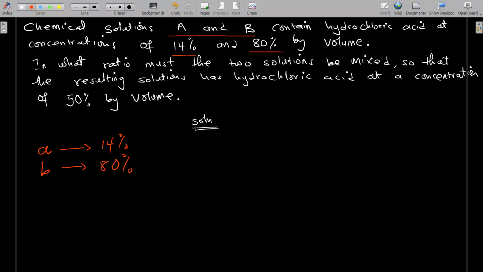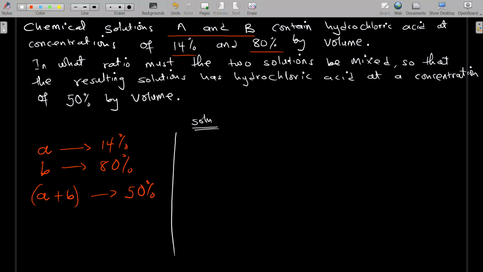Now, in what ratio must the two solutions be mixed? We are going to mix these two chemical solutions so that the resulting solution has hydrochloric acid at a concentration of 50%. What this means is that we mix solutions A and B so that their concentration results in 50%. So how do you solve this? This is a straightforward question that you can solve in just a few minutes. Let me solve it here for you.